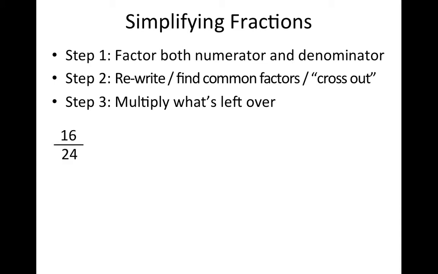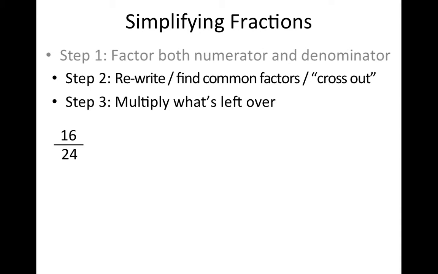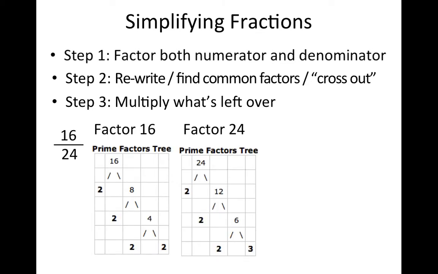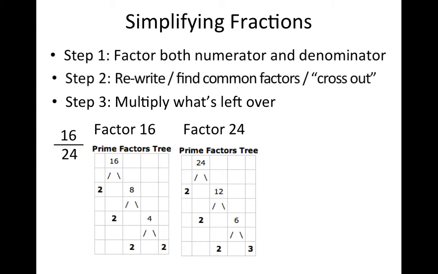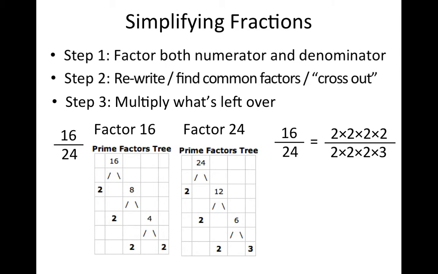Let's look at 16/24. Step 1 is to factor both the numerator and the denominator, so I can do that here. There's 16 and 24. Step 2 is to rewrite those terms showing all the factors. So I just say 16/24 equals, since 16 is 2 times 2 times 2 times 2, and 24 is 2 times 2 times 2 times 3, I'm just rewriting them.